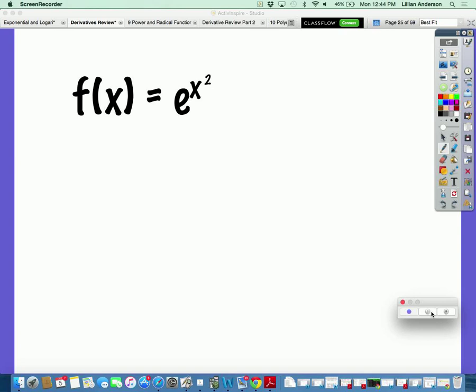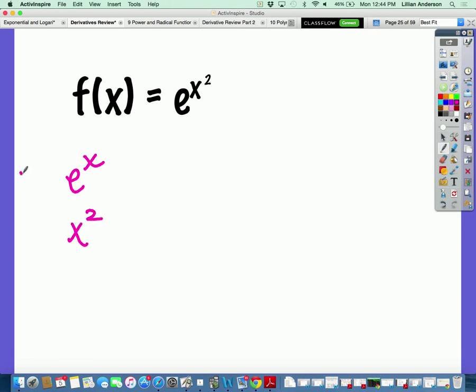So what are your two functions that you see here? X squared. Okay, so this is your outside function here.